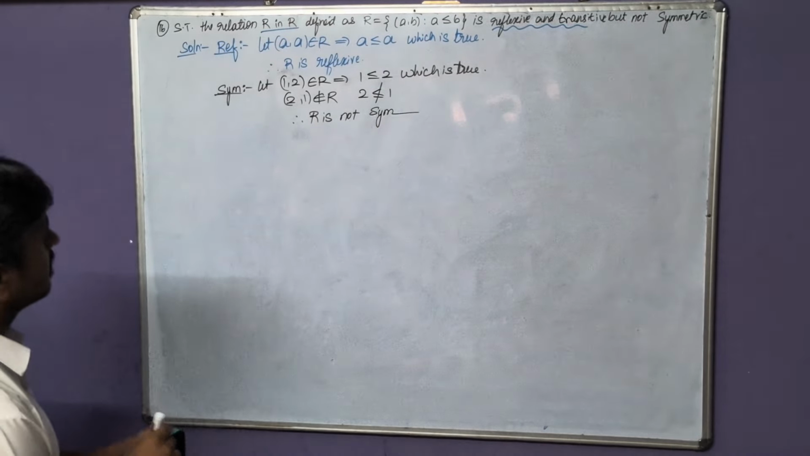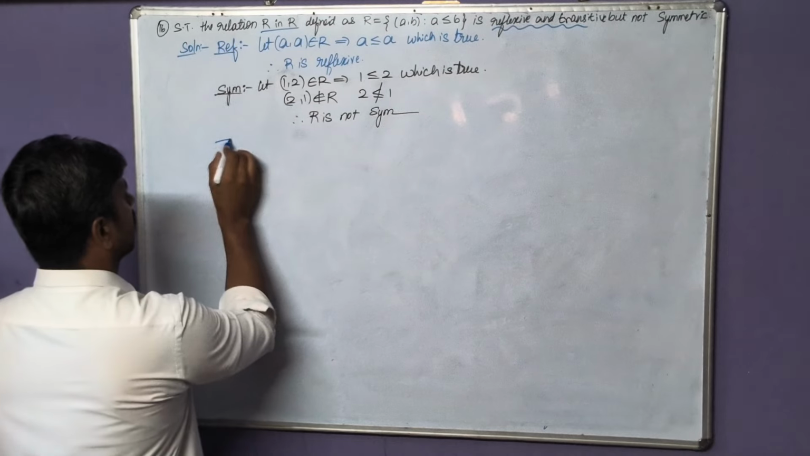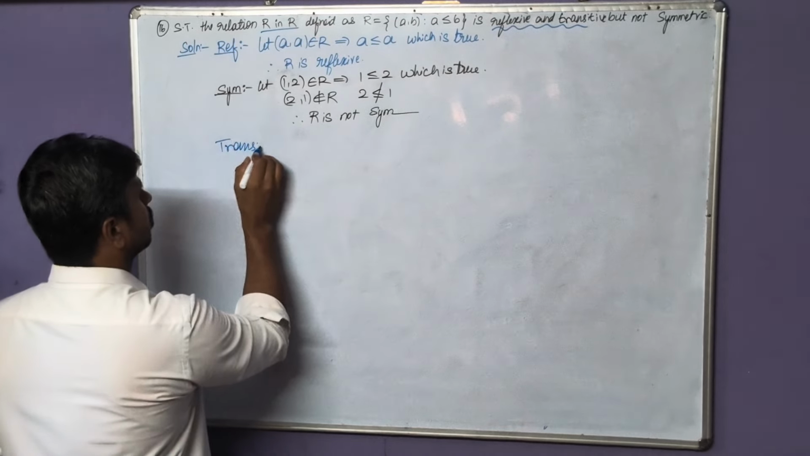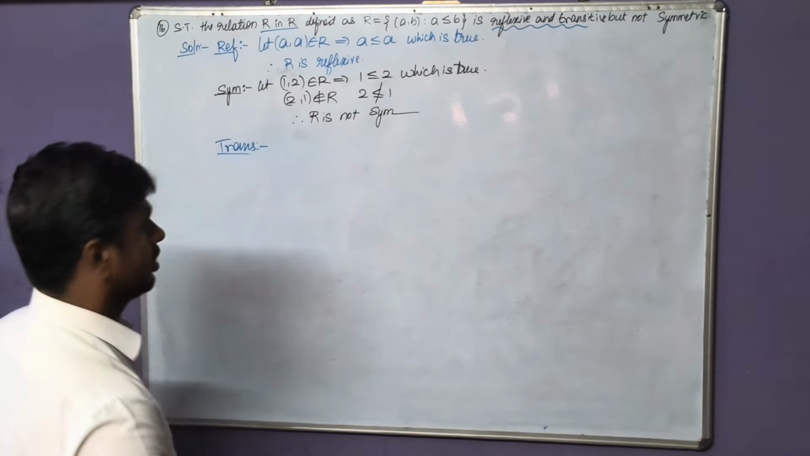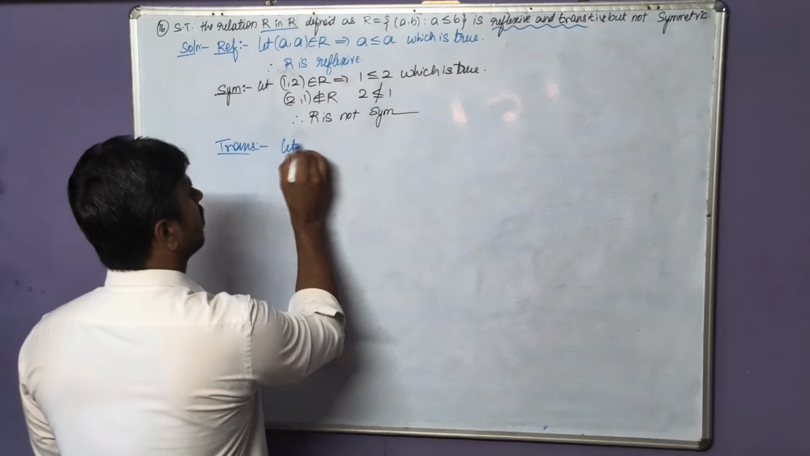And then the last one is transitivity. Let us cross check for the transitive condition. So I guess we can say that the given relation is transitive. Let us see. In general, I will prove it.